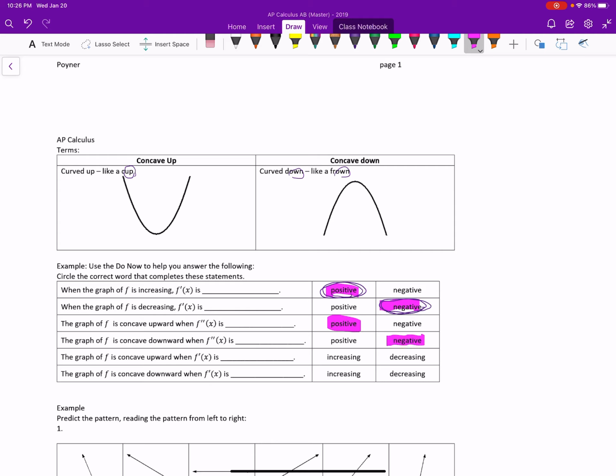All right. And the graph is concave up when the first derivative is increasing, because that would make the second derivative positive. And the graph of f is concave down when the first derivative is decreasing, which makes the second derivative negative.